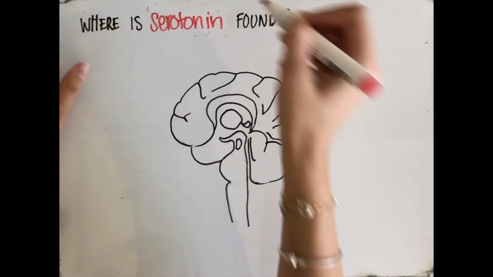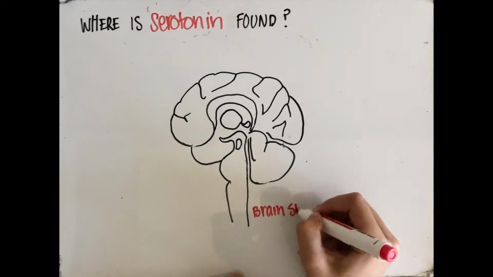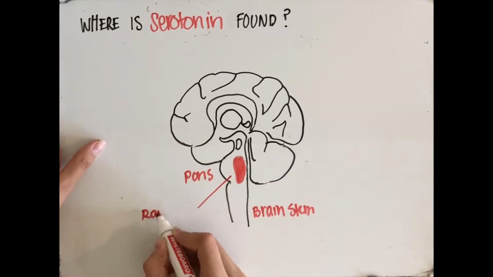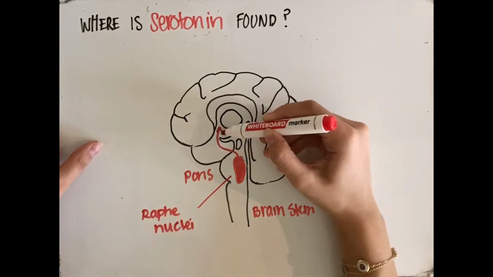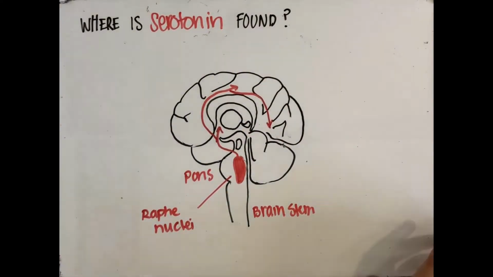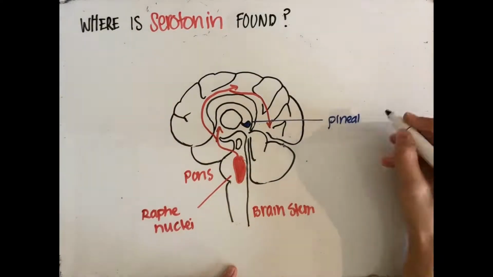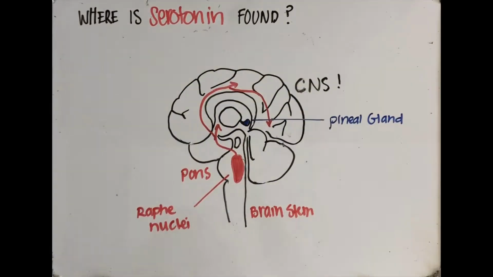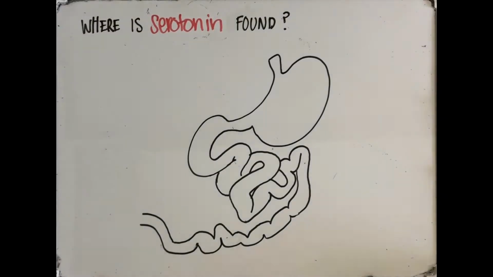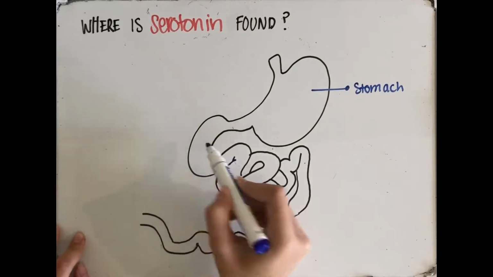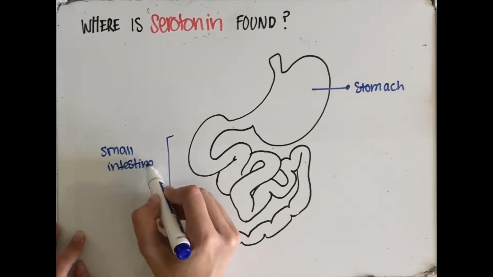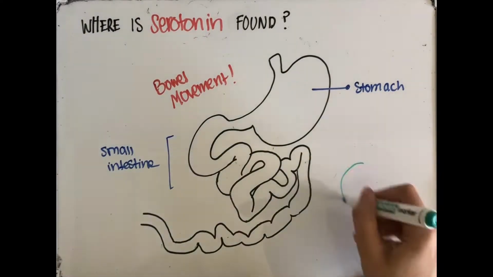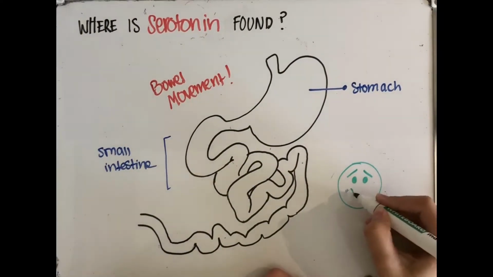So where is serotonin found? Now, it's found mainly in the brainstem, in clusters of neurons called the raphe nuclei, which branch out throughout the brainstem and the brain to provide serotonin to the rest of the central nervous system. And it's also found in the pineal gland. Serotonin is also found in the stomach and intestines because it controls bowel movements. And this is why it's very often that this can cause you to feel nauseous.